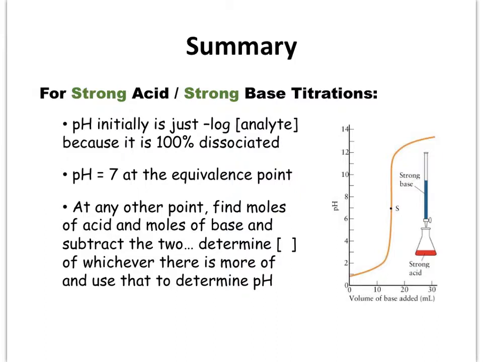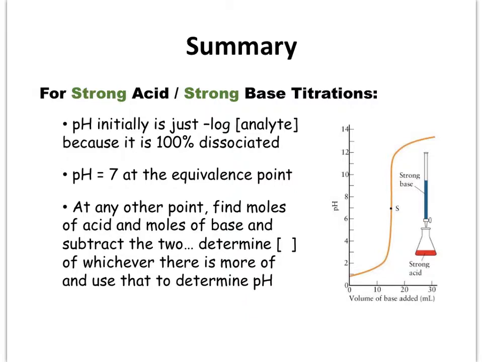At the equivalence point, the pH for a strong problem is always going to be 7. And at any other point, all you have to do is figure out the moles of acid, the moles of base, subtract the two, and then determine the concentration of whichever there is more of and use that to determine pH. I know that's kind of summarizing a lot there, but I'll show you how to do this in one of the problems.